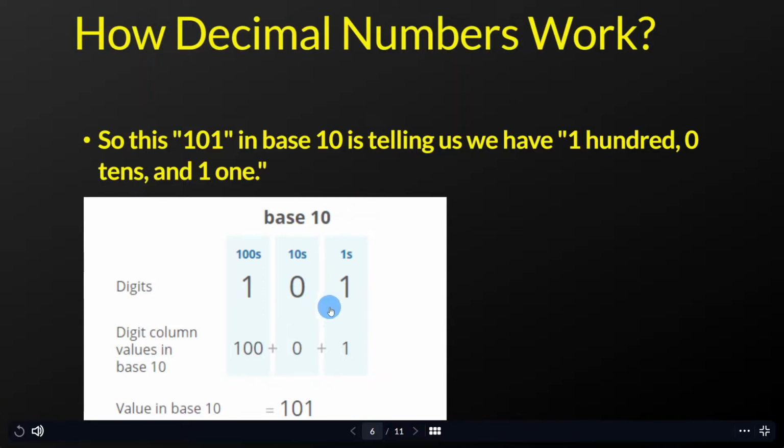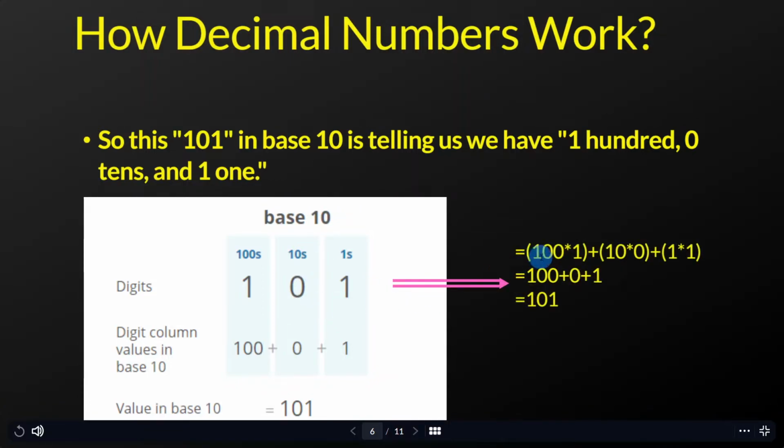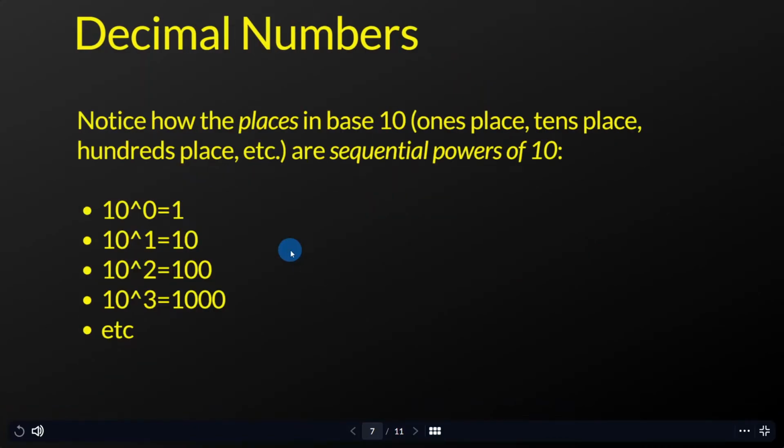So how can you calculate this? It's simple maths. You multiply 100 by 1, plus 10 by 0, plus 1 by 1, and you add them up, and the result is 101. This is how it's calculated in base 10. Notice how these places in base 10, the ones place, tens place, hundreds place, and so on, are sequential powers of 10. That is, 10 to the power of 0 is 1, 10 to the power of 1 is 10, 10 to the power of 2 is 100, 10 to the power of 3 is 1000, like that.